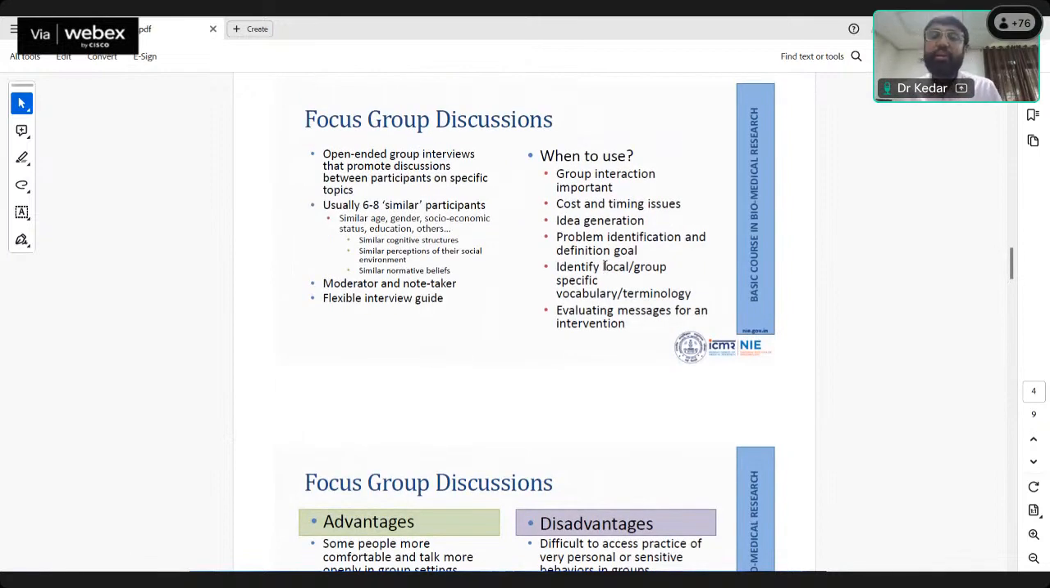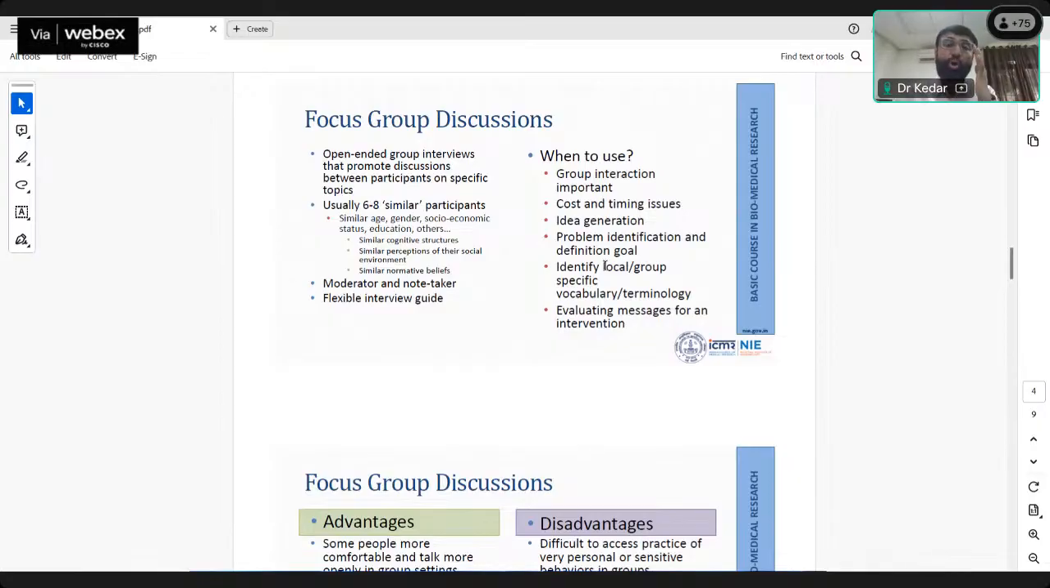Coming to FGD, as the name mentioned, it is a focus group discussion. Here there is open-ended group interviews, and we have 6 to 8 participants. So another MCQ which is asked is usually the characteristics of FGD. It includes 6 to 8 participants only. And another important is they should be homogeneous group. That means all the participants have same or similar characteristics.